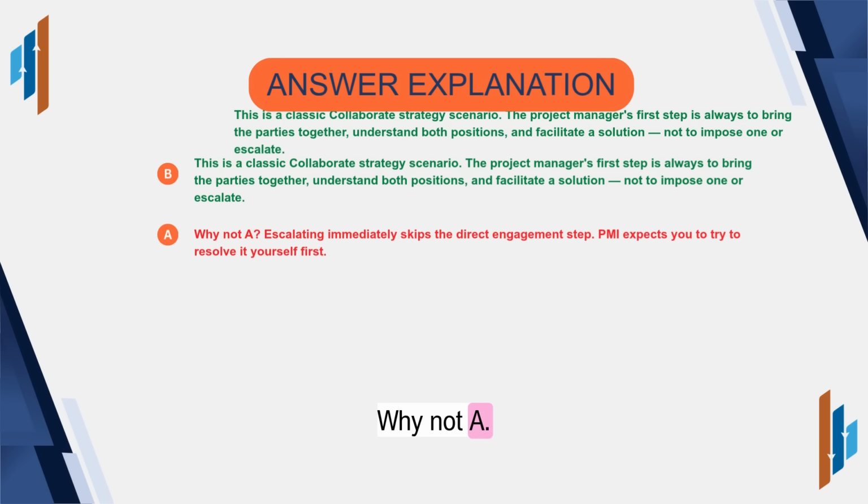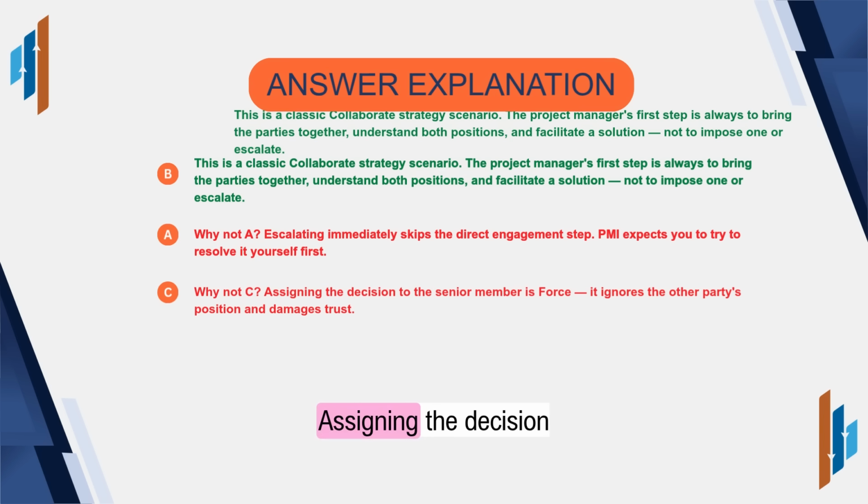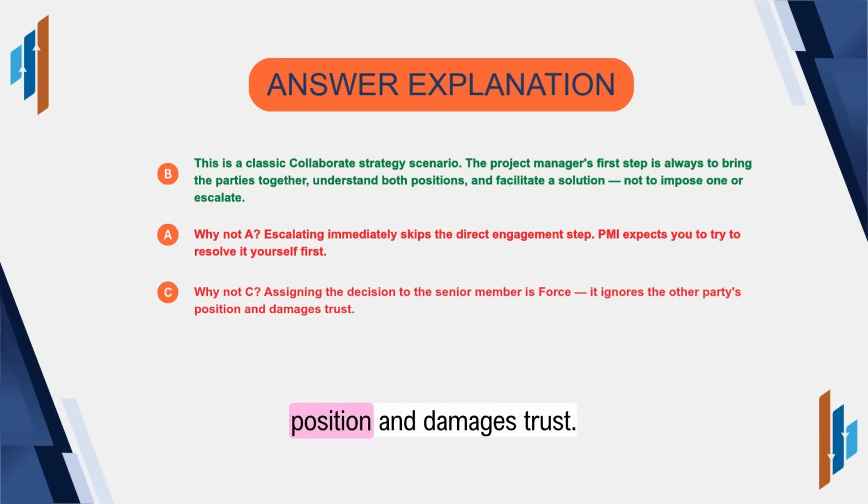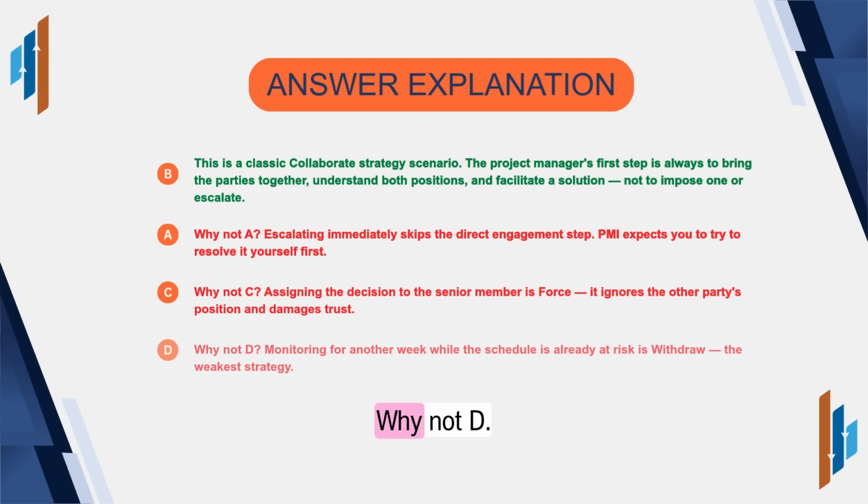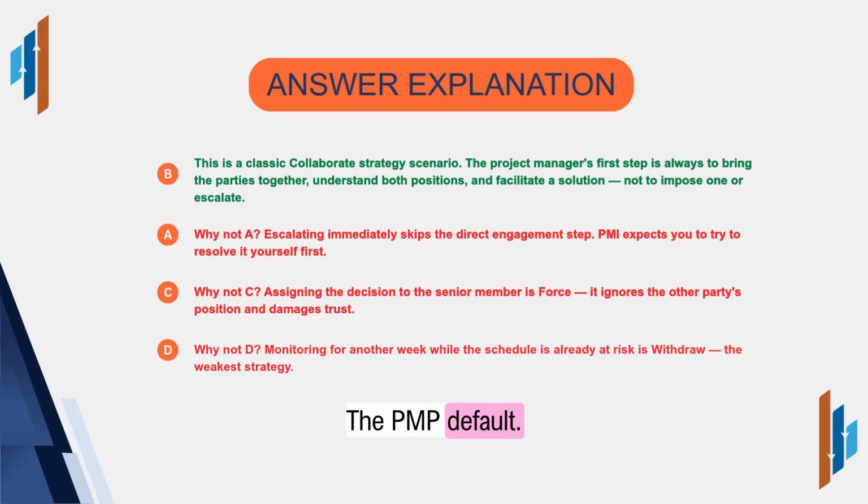Why not A? Escalating immediately skips the direct engagement step. PMI expects you to try to resolve it yourself first. Why not C? Assigning the decision to the senior member is force. It ignores the other party's position and damages trust. Why not D? Monitoring for another week while the schedule is already at risk is withdraw, the weakest strategy. B is correct because it is proactive, direct, and applies the collaborate strategy, the PMP default.